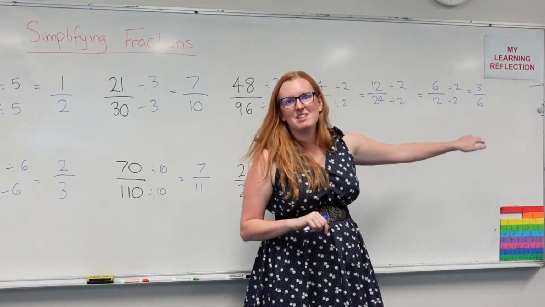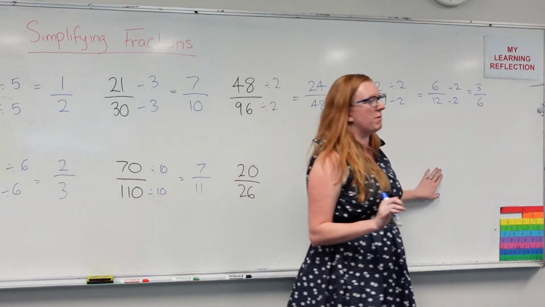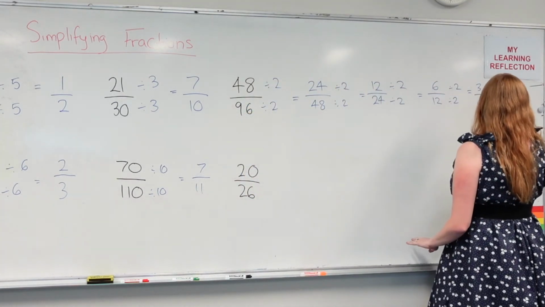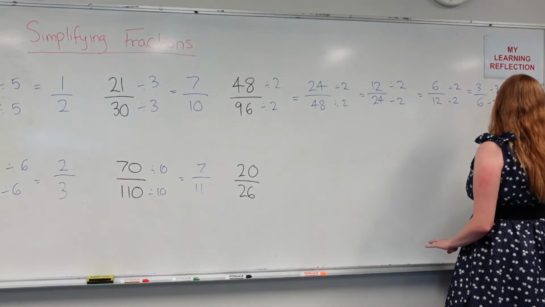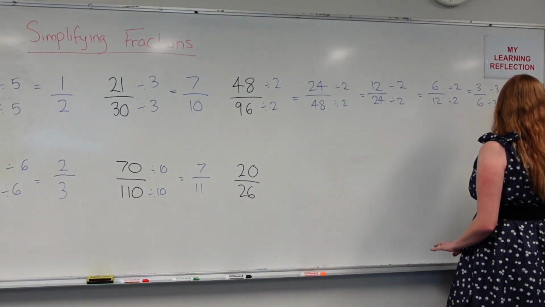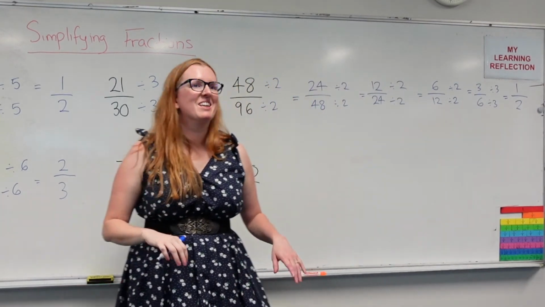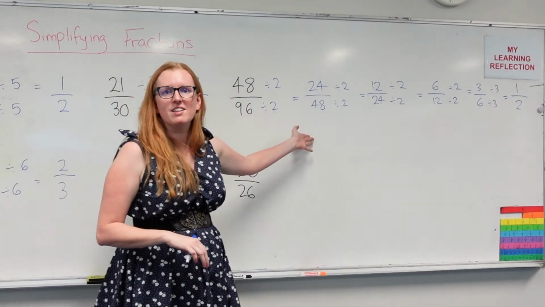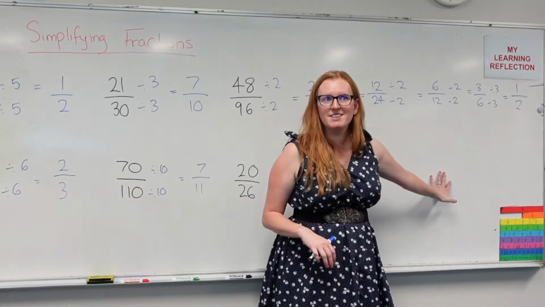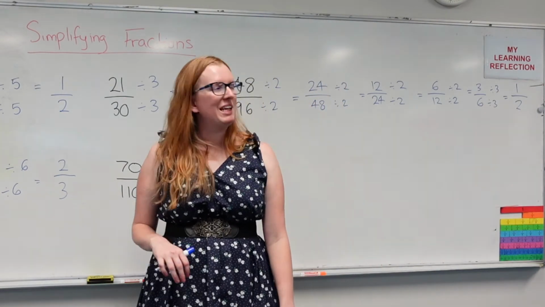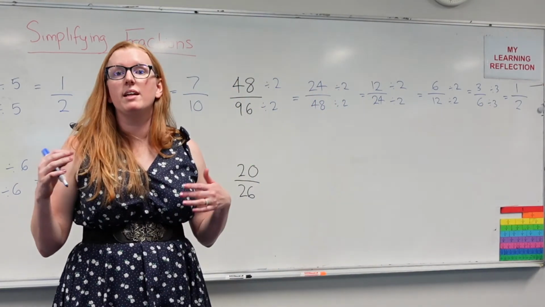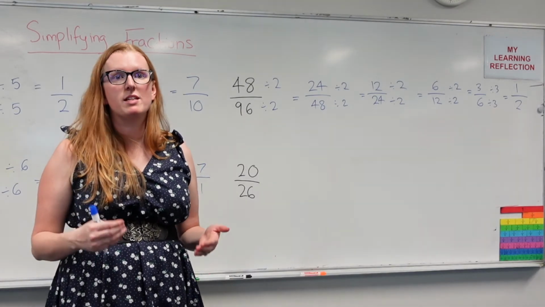Okay, because 3 fits inside 6, I'm going to divide the top and the bottom by 3. So divide by 3, divide by 3. 1 over 2. So that's a half. Okay, so that was a giant process to get the answer, but it is possible if you don't know your times tables.